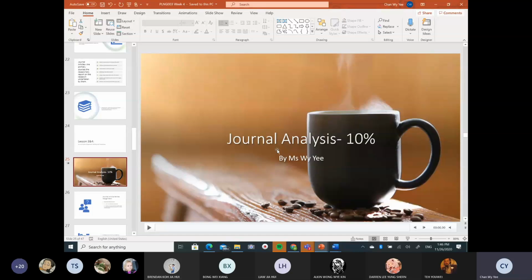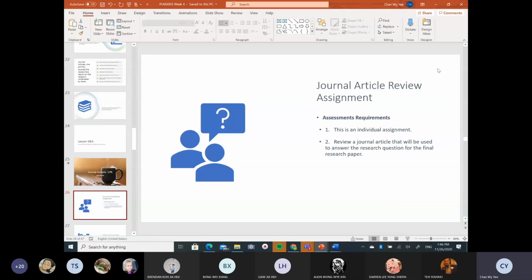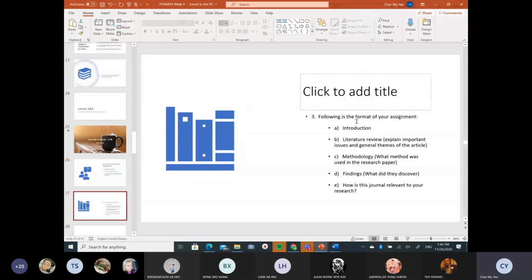So let me just talk about journal article analysis. This assignment is an individual assignment. You will be reviewing one of the journal articles that you will be using in your literature review. The format of your assignment is: introduction, literature review, methodology, findings, and reflection.